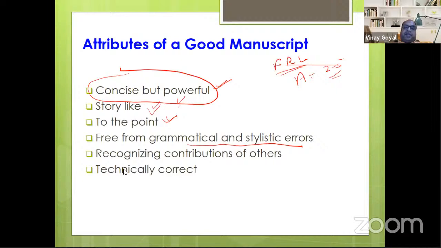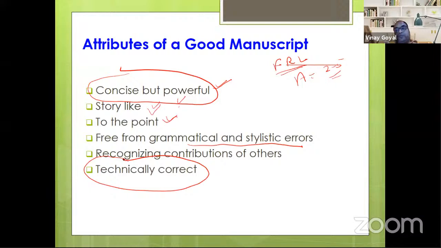Technically, your paper should be correct. Please remember this. If your statistical models, your mathematical models, and your results are not matching, technically, if your paper is in flaw, it will never be accepted anywhere in the world, whether it is a C category or an A star category. Technical errors are not acceptable at all. So you have to make sure that technical errors are not there.